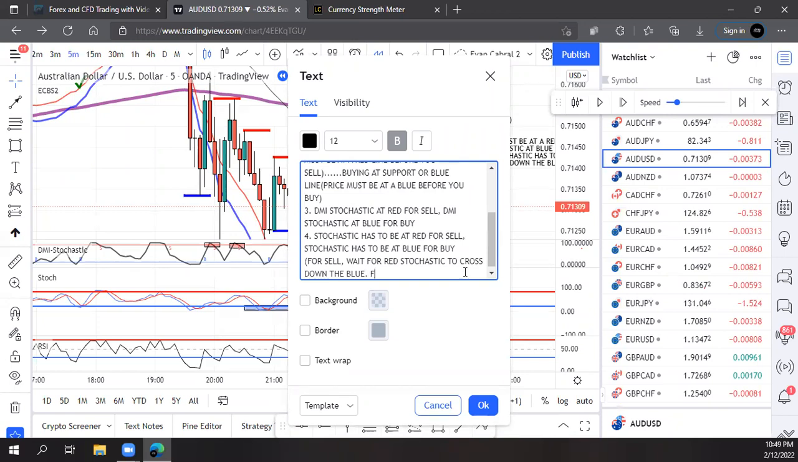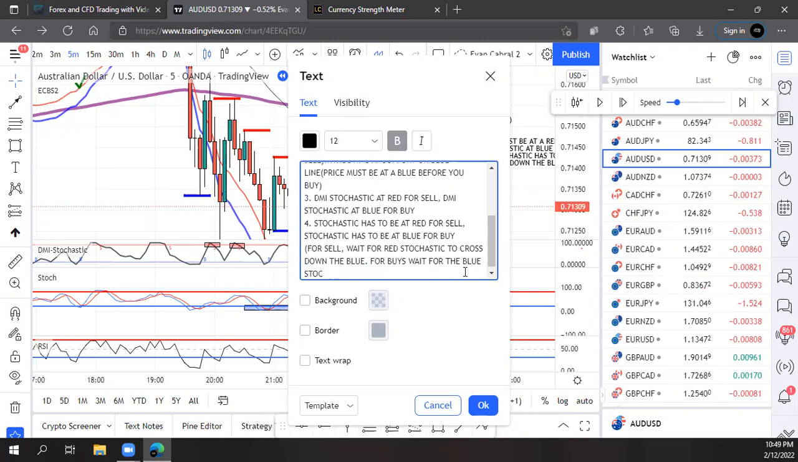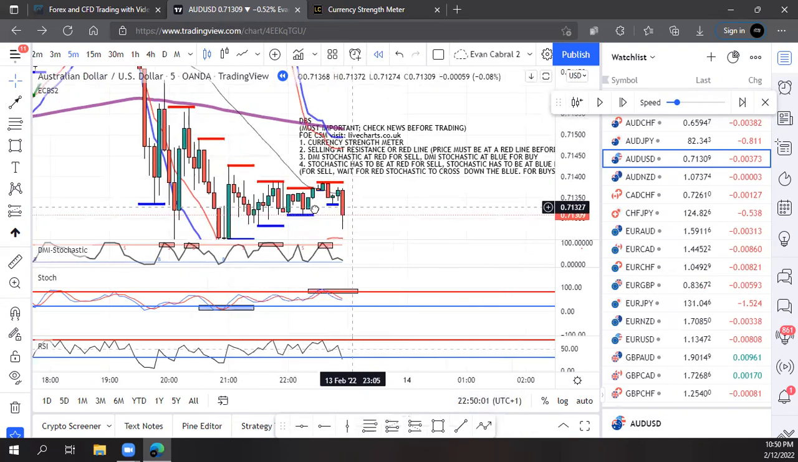Then for buys, wait for the blue stochastic to cross up the red. So I hope this is understandable, right? So that's what we're doing.